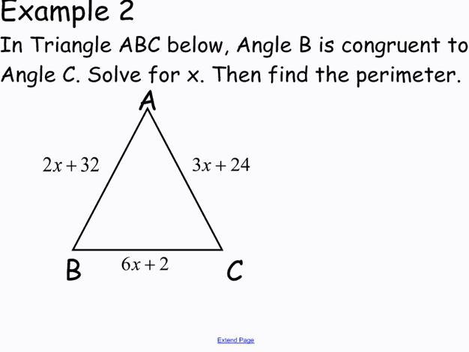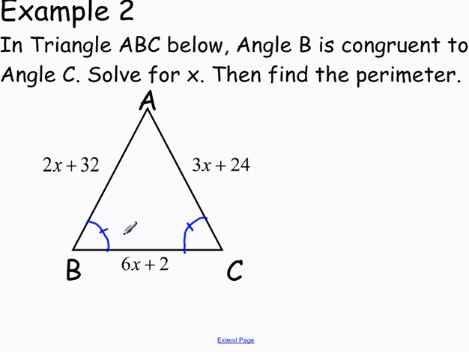Let's try another example. In triangle ABC below, angle B is congruent to angle C. So I'm going to go ahead and label that. So this angle is congruent to this angle. So angle B is congruent to angle C. And it wants me to solve for x, then find the perimeter.